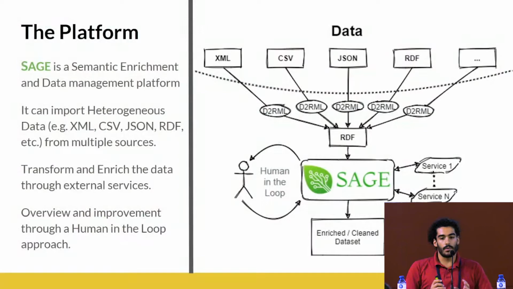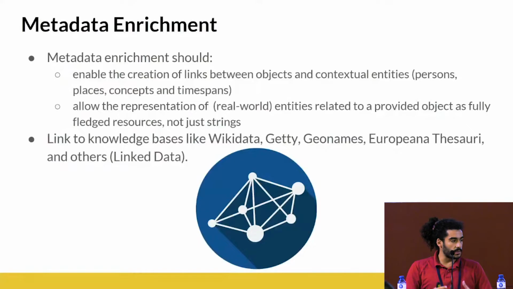Now, what do we mean when we say metadata enrichment? We basically want to create links between our objects and external knowledge bases. We want to create, as we say here, fully fledged resources. So we don't just need strings, but a link to the respective entity in another database. For example, we may have metadata where the creator is mentioned, or the place of creation. As a string this doesn't mean much, but if you link it to the Wikidata page, you can have access to other works of this creator. You can have access to other works that were created in that place.